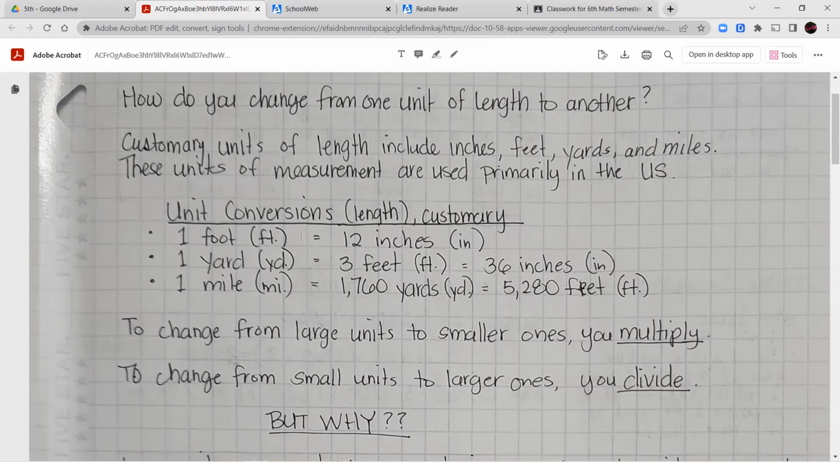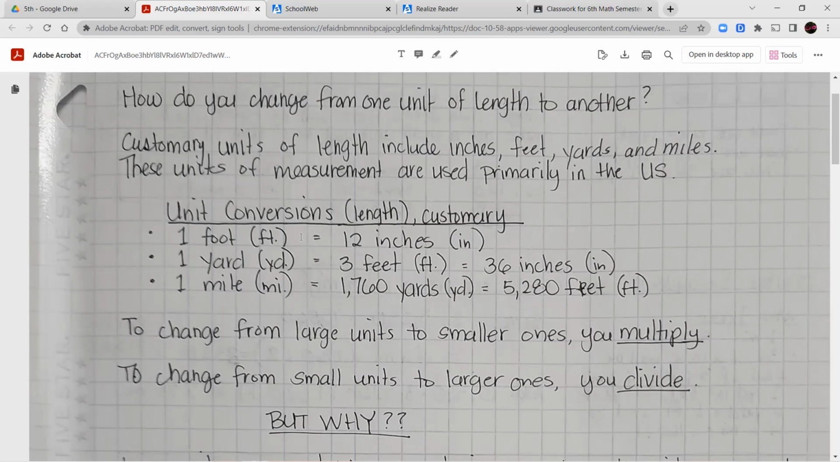Now, to change from large units to smaller ones, you're going to multiply, because the large ones are made up of bigger size pieces. If you're going to cut each one of those big pieces into smaller ones, you're going to have a larger number of pieces. That's why you multiply. Now, inversely, if you're going to change from small units to larger ones, you're going to divide, because you're going to put them in groups.